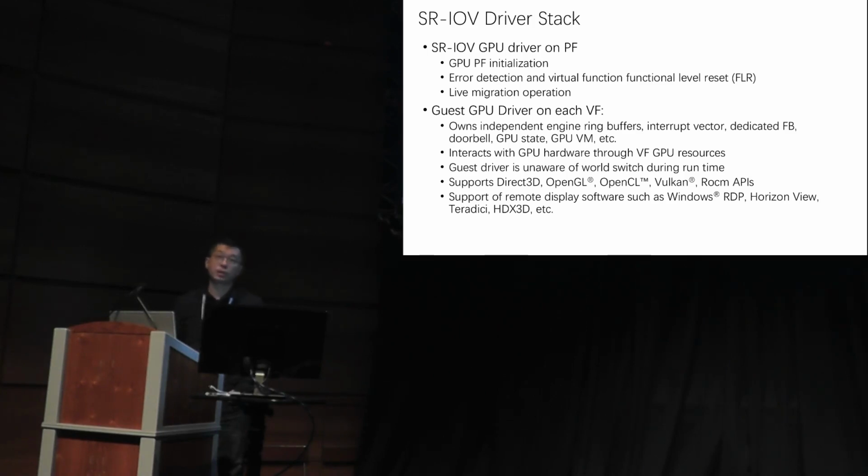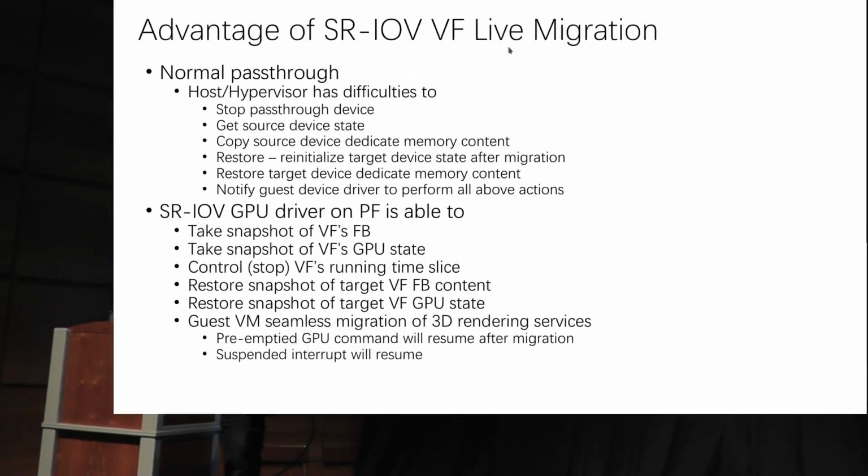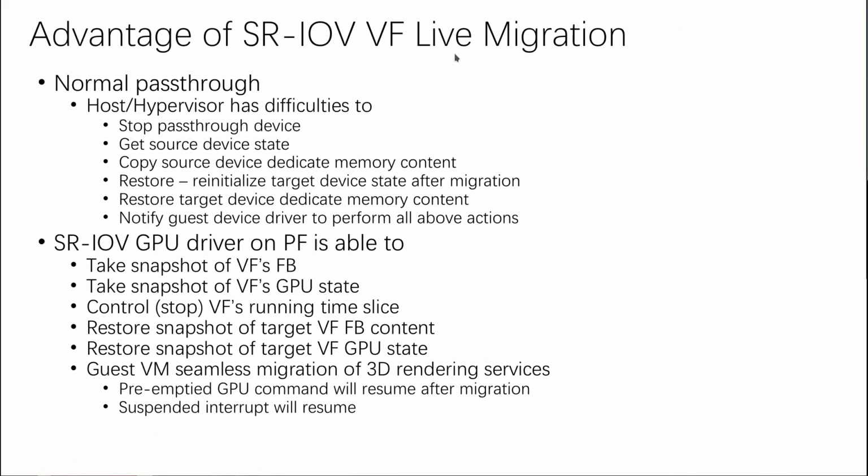The guest driver is actually aware of the world switches, the context switches, when you switch from one VF to another VF. All of those APIs that you saw or encountered on the bare metal OS, you're going to see exactly the same on the guest. For remote access, we go through either the Windows API, RDP, Horizon View, TLTC, or HTX3. This is the background that we are going to need when we jump into the migration.